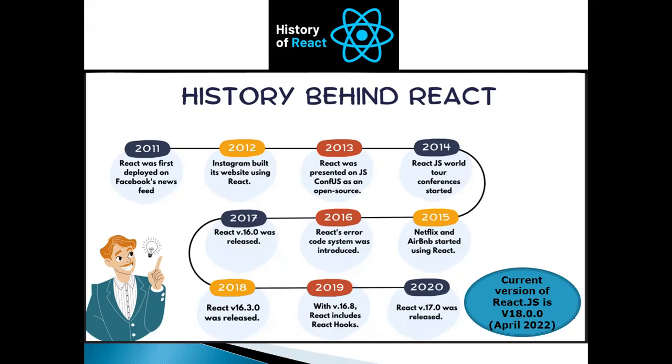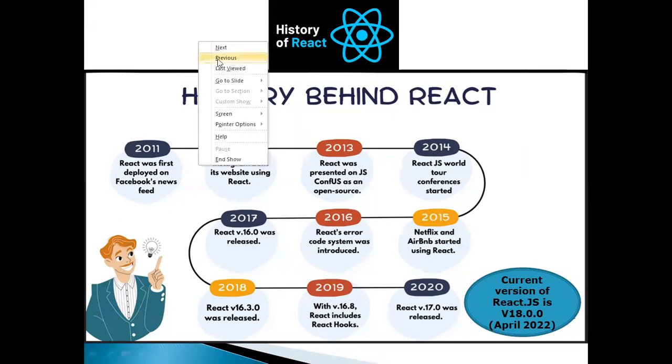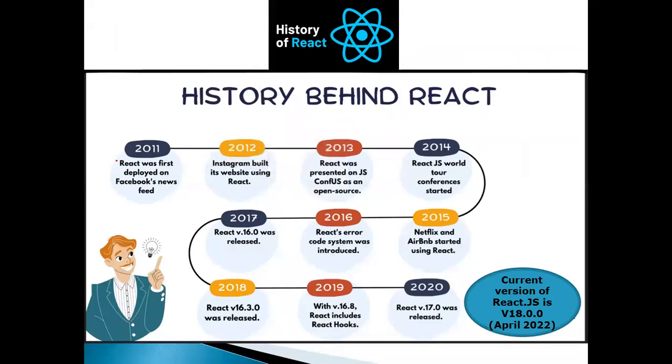Now coming to the history of React. It started in 2011 by Facebook for the purpose of the news feed. Instagram also used it in 2012 to build its website. In 2013, React was presented at JSConf US as open source. In 2014, a conference started. In 2015, Netflix and Airbnb started using React.